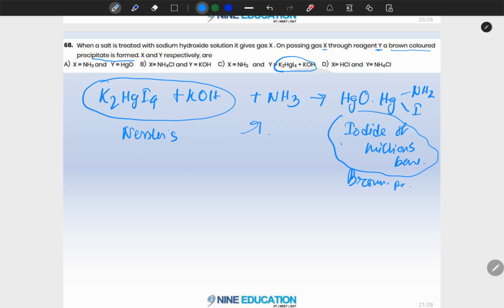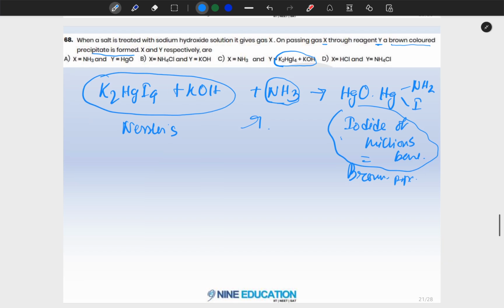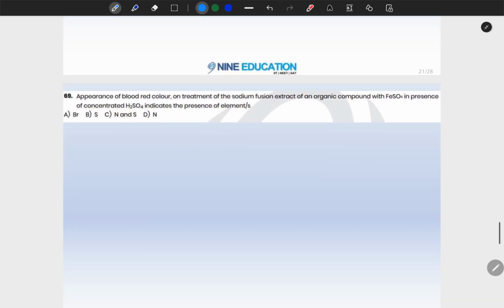And what is the gas? Obviously X should be ammonia gas. When ammonia gas reacts with Nessler's reagent, we will get brown precipitate of this complex, right? So Nessler's reagent is basically used for detection of ammonia or ammonium group in any organic compound or salt. Clear? So that's why in this case C is the correct answer. Let's proceed to the next question.